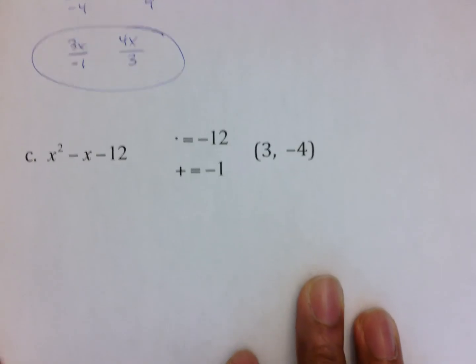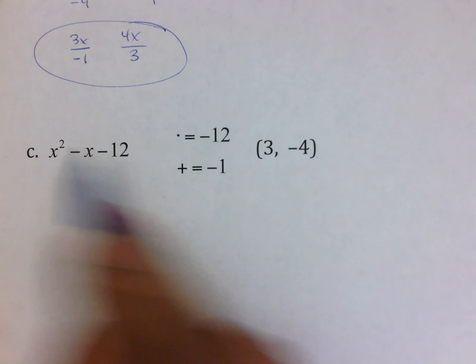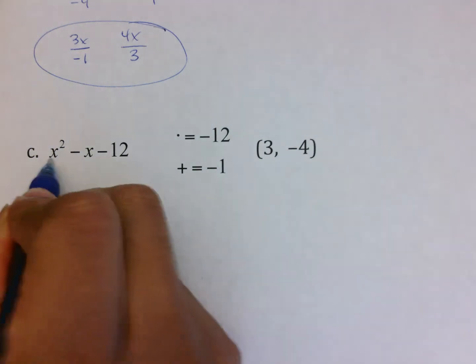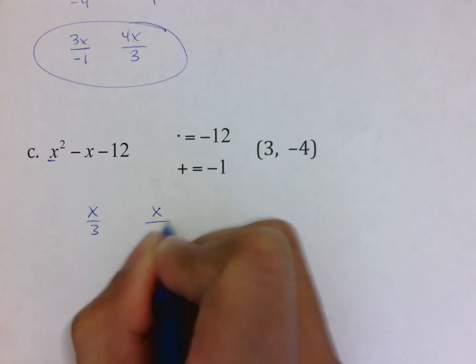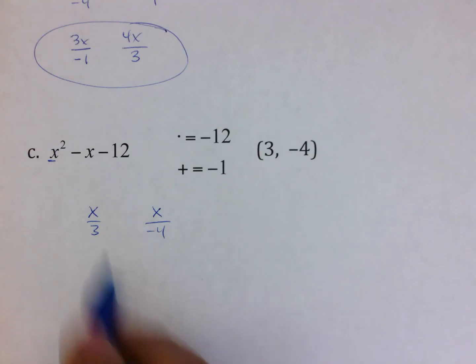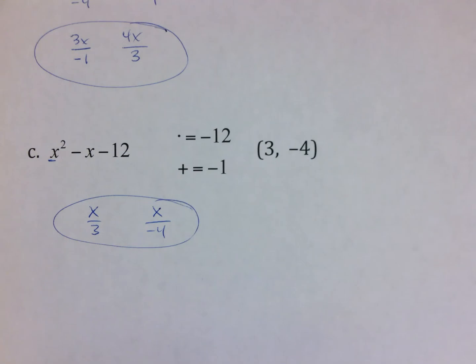And then this one here, 1 times negative 12 makes negative 12. That obviously adds to make negative 1. These are my 2 numbers. You take just this part, not the squared, so you put x over 3 and you put x over negative 4. Now the good news about this, there's no number on top, which means if it's just an x, that's already reduced.